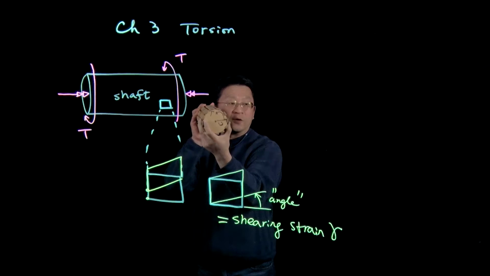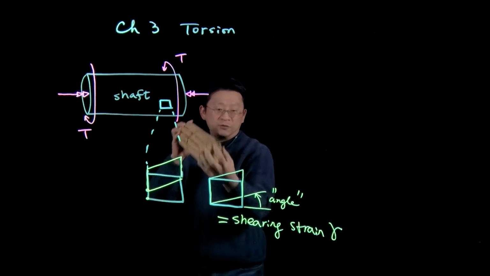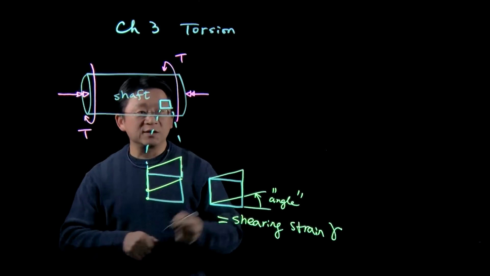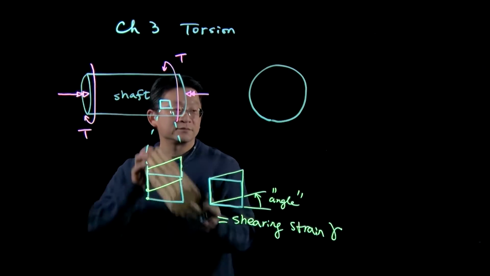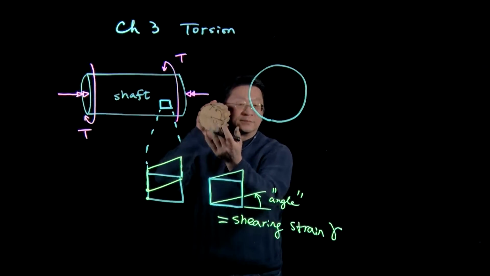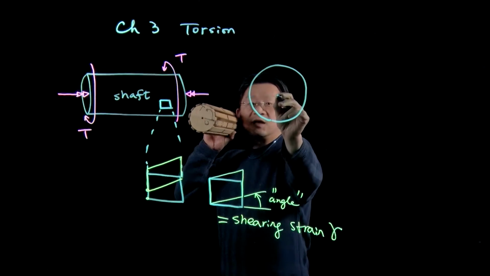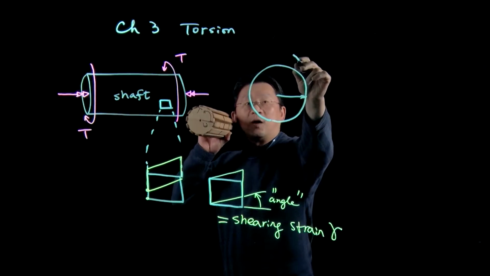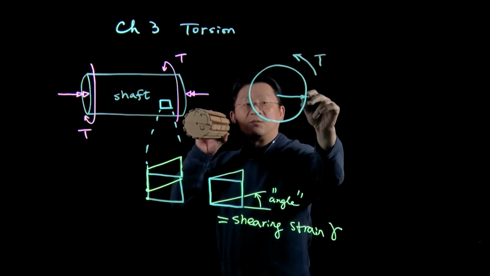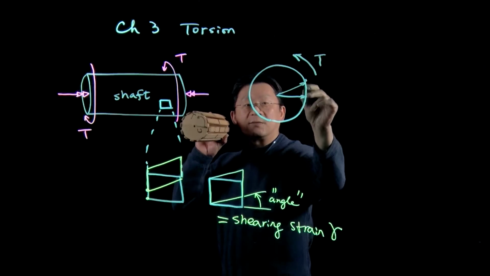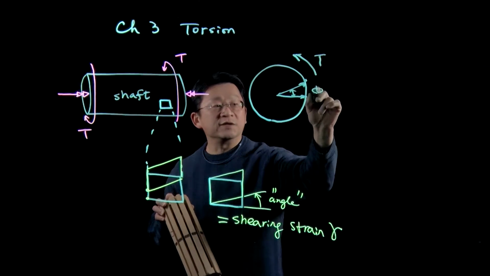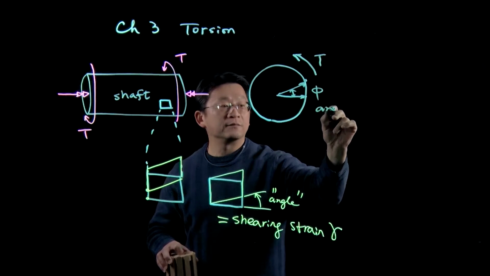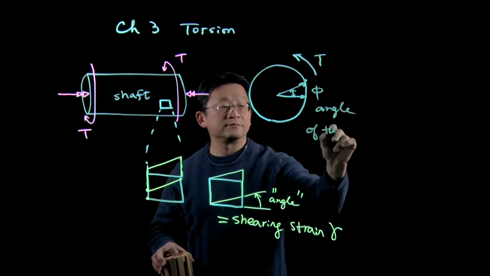This is before deformation, and after deformation you can see this mark twists a little bit. Here, let me draw the cross section. This is a side view, and this is the original mark. Once we apply the torsion here, this mark will move to here, so it becomes like this, and we define this angle as phi. The phi is called the angle of twist.